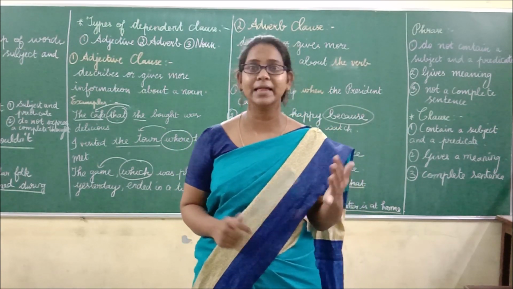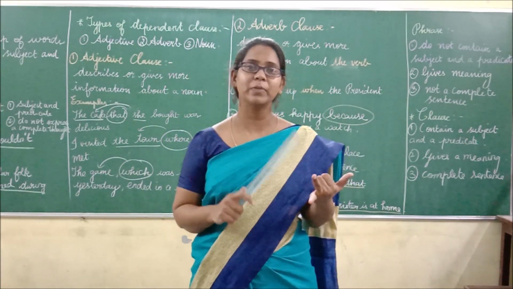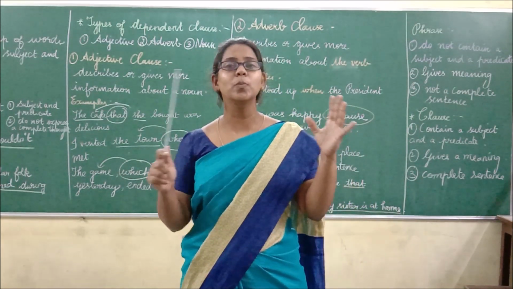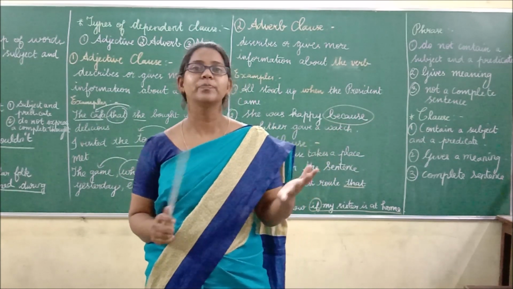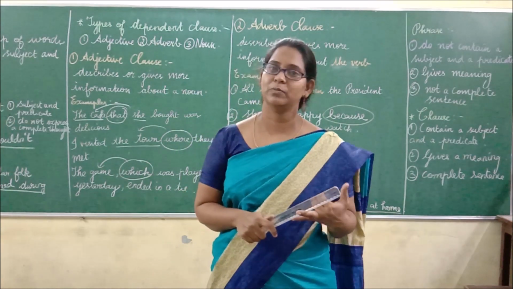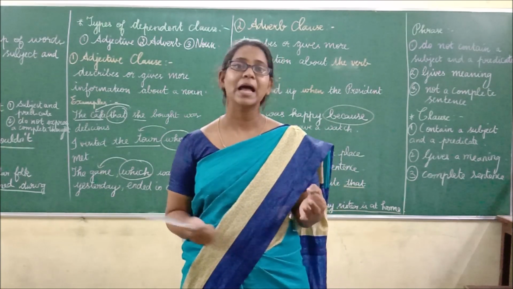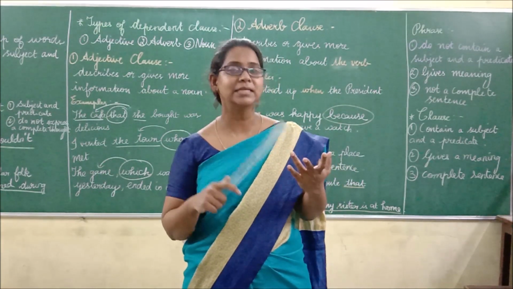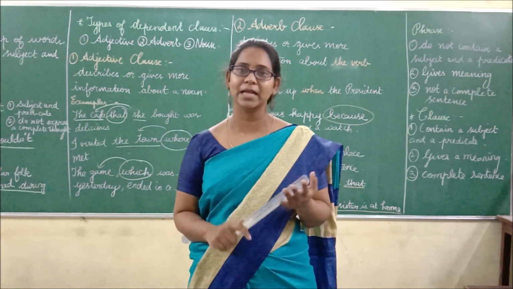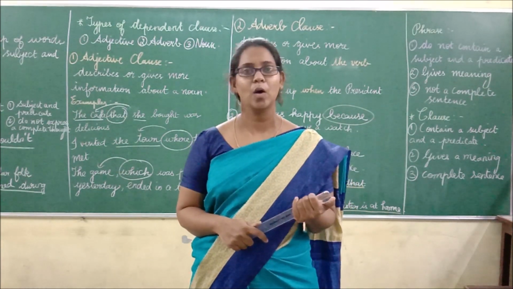Kinds of phrases. There are several kinds of phrases. We have seen noun phrase, verb phrase, and prepositional phrase. What is meant by noun phrase? A group of words made up of a noun and its modifiers is called a noun phrase. What is meant by verb phrase? A group of words made up of a verb, helping verb, and its modifiers. And next, a prepositional phrase is also a group of words that begins with a preposition and tells about the relationship between the words.